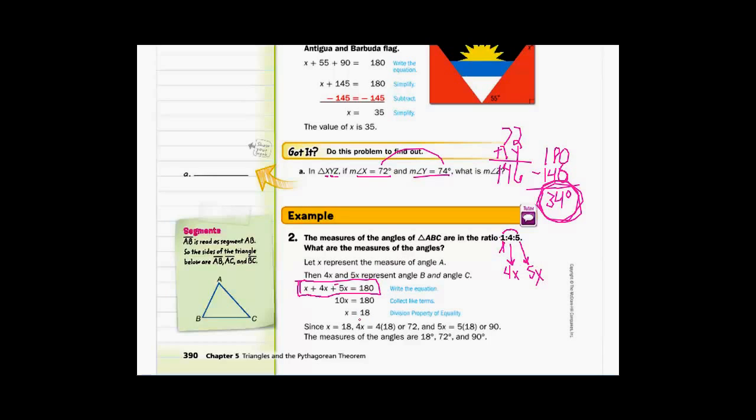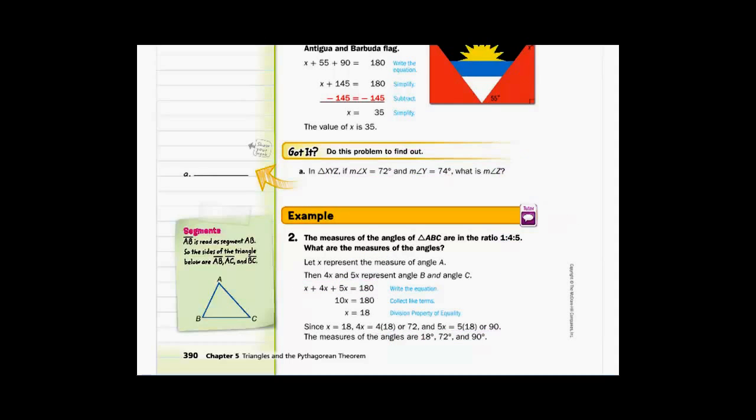So x equals 18 is not the only answer. It says, what are the measures of the triangle? So if the first one is 18, then the second one is 4 times that big, or 72. And the third one is 5 times that big, or 90. So you've got 18, 72, and 90 would be your answers.